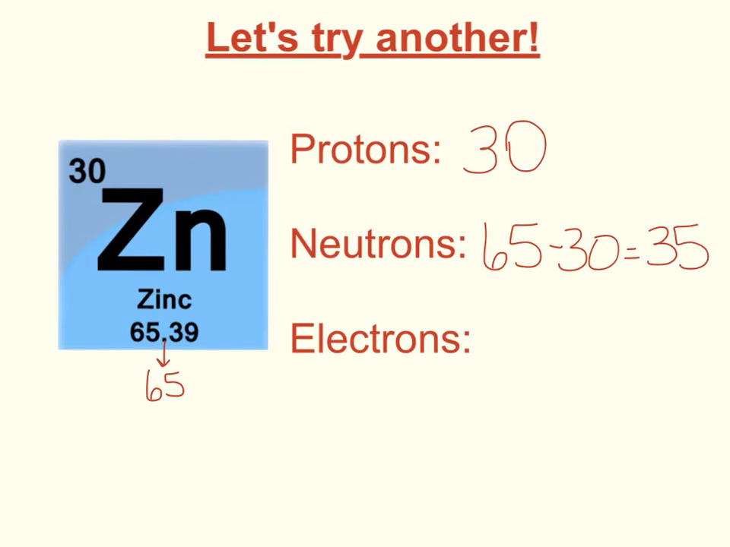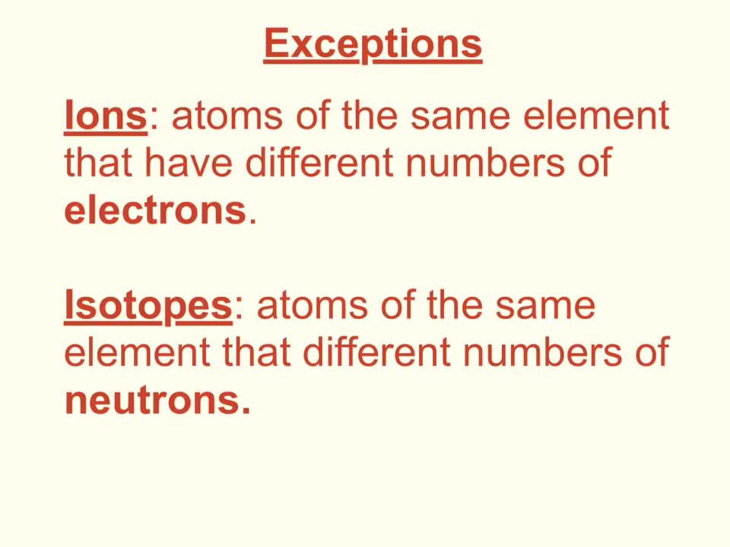35 neutrons. Now for electrons, we're going to assume that this is a neutral atom, and if it is a neutral atom, remember protons are positive, so if there are 30 protons, we also need 30 electrons, which are negative. If there are 30 protons and 30 electrons, the atom is neutral.